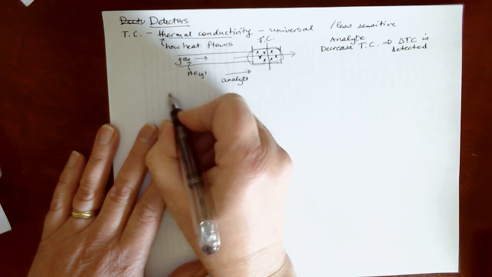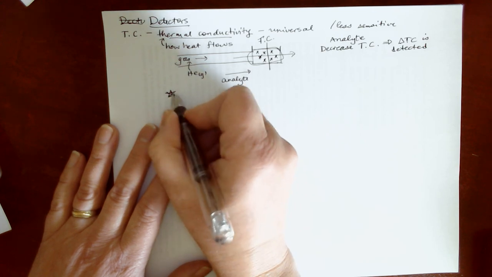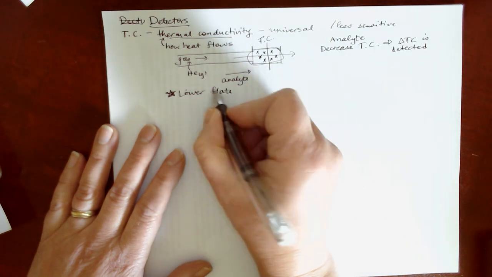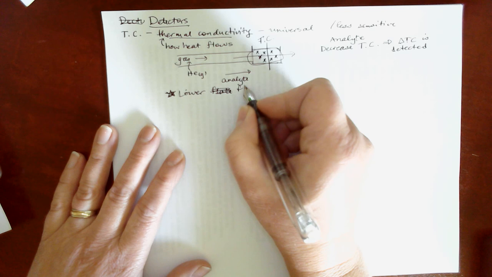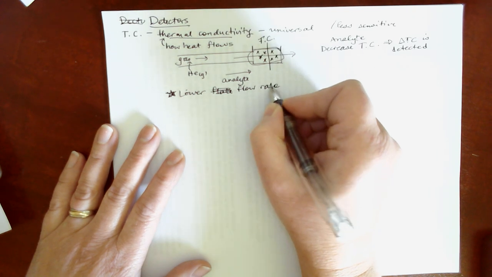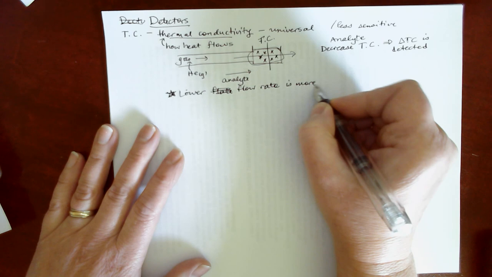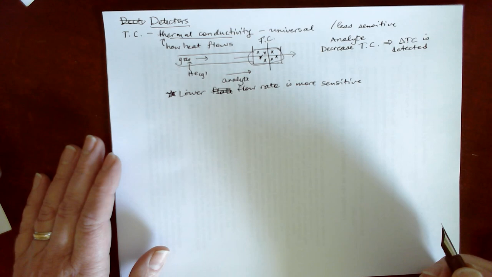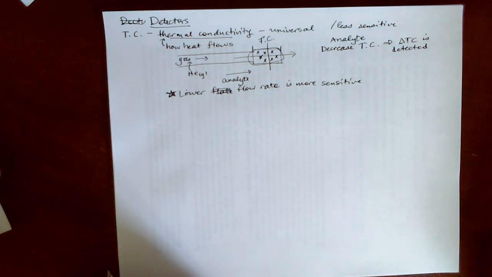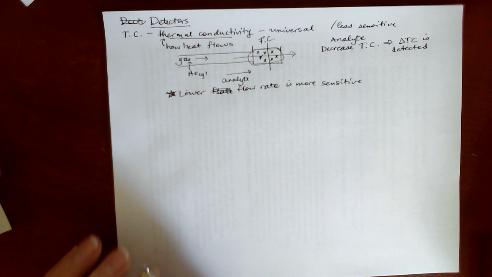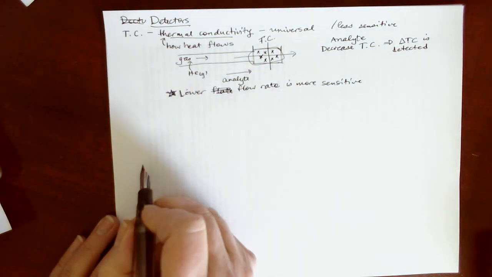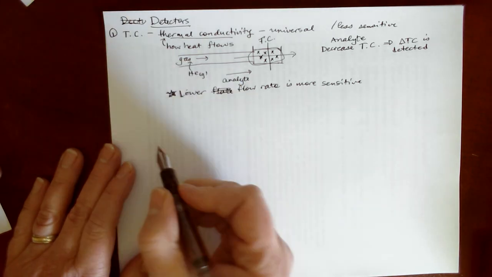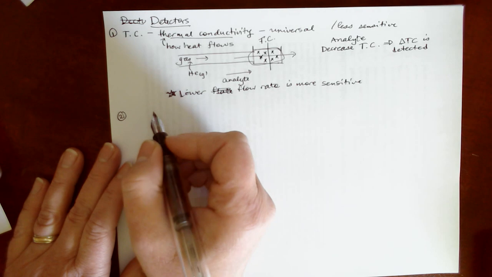The other detail is, of course, that if you go with a lower flow rate of gas, this is more sensitive. So if you do only have access to a thermal conductivity detector and you're worried about being at the detection limit, then you can slow your gas flow down and try and hope for the best. Right. So that's one of our two types of detectors that are the most common.